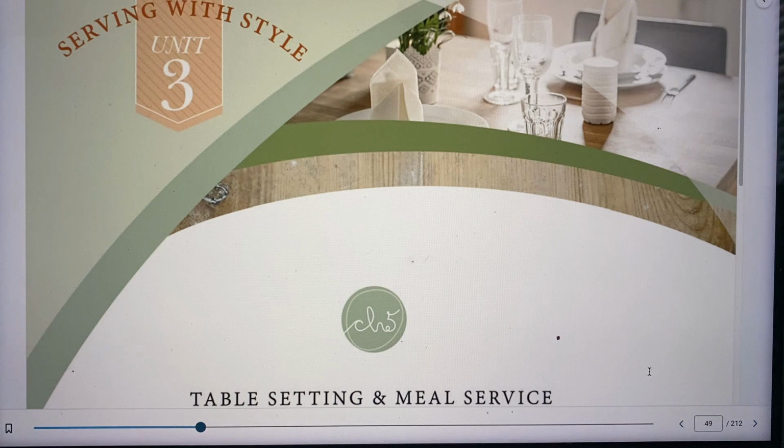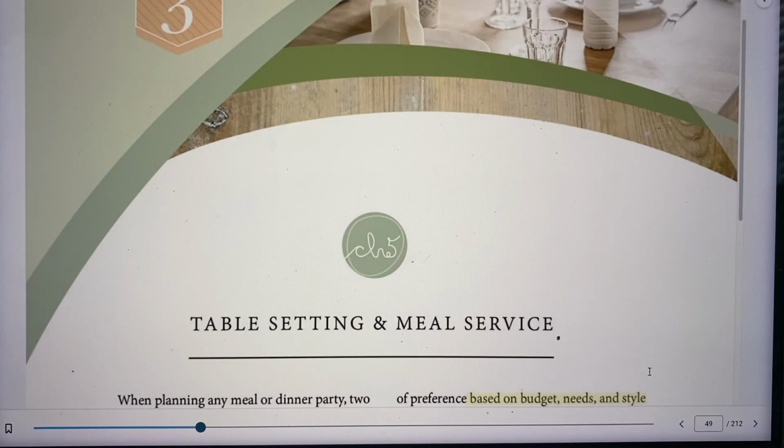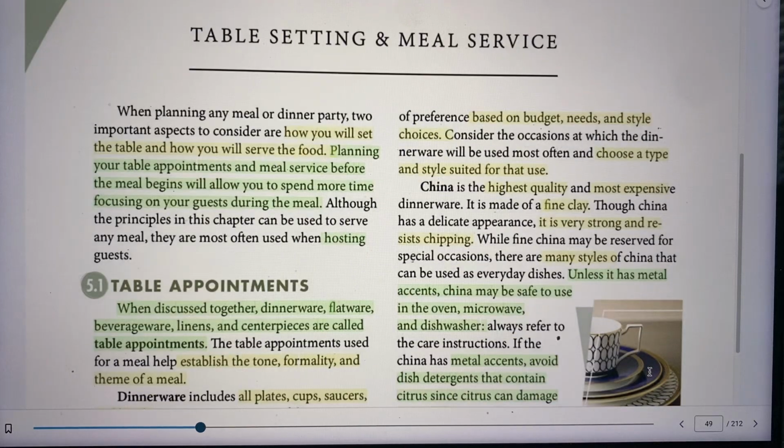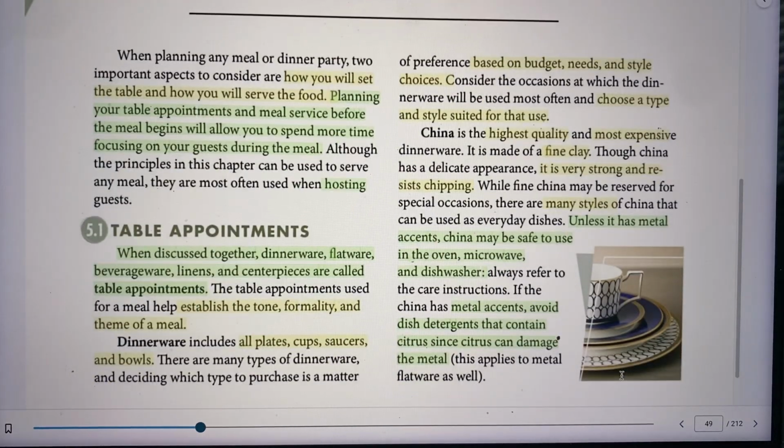So let's go through. First of all, this starts with table settings and meal service. So we're going to start with table settings. First, it says, when you're planning any meal or dinner party, there's two things to remember. So what are those two things to remember? How you will set the table and how you will serve the food.